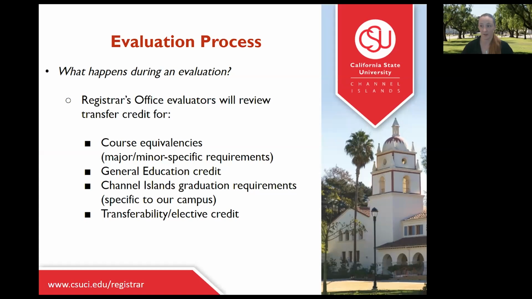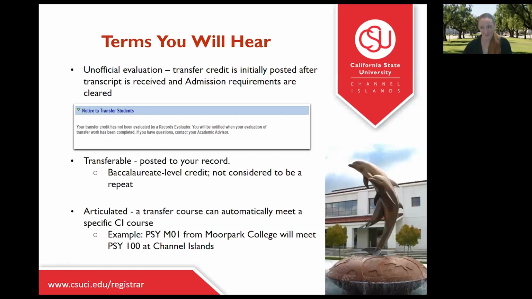What does it mean to get an evaluation of your transfer credit? What actually happens? The Registrar Office evaluators review your transfer credit in detail, and we make any possible updates that we can. They're looking for coursework that can be given a GE area credit, possibly count for a specific Channel Islands graduation requirement, or can meet a requirement in your declared major or minor. Any other transferable coursework will be applied as elective credit.